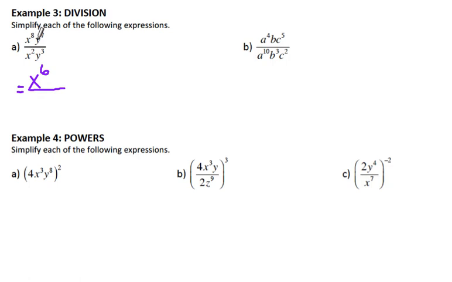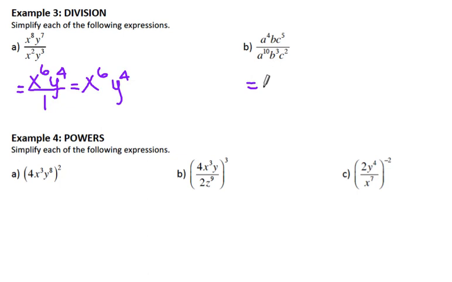For my y's, I have y to the 7th in my numerator, y cubed in the denominator. I'm going to go ahead and subtract my exponents, so that's going to be y to the 4th, and my y to the 4th is going to stay in the numerator because I had more y's in the numerator than I had in the denominator. I put the 1 there because I didn't want to have an empty denominator. Your final answer for letter A is going to be x to the 6th and y to the 4th.